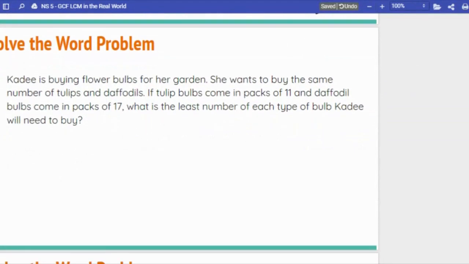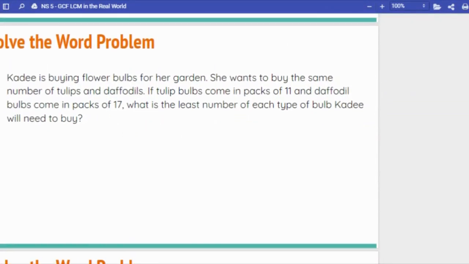Okay. Katie is buying flower bulbs for her garden. She wants to buy the same number of tulips and daffodils. If tulip bulbs come in packs of 11 and daffodil bulbs come in packs of 17, what is the least number of each type of bulb Katie will need to buy? So she wants to have the same, the in common. And what's the least number? So hopefully that tells you least common multiple, right? Go ahead and try this and then press play when you have completed this problem.